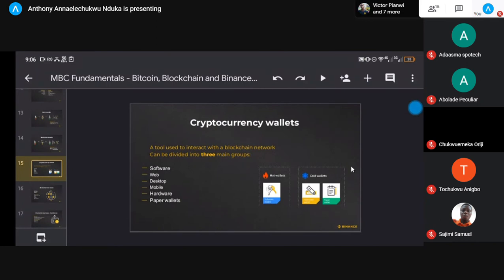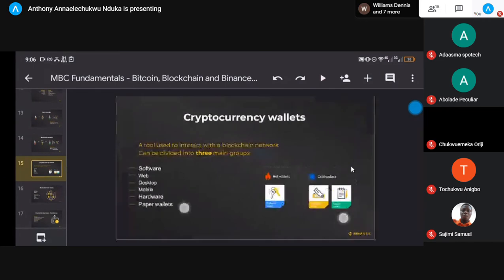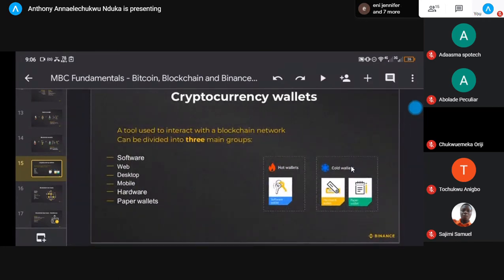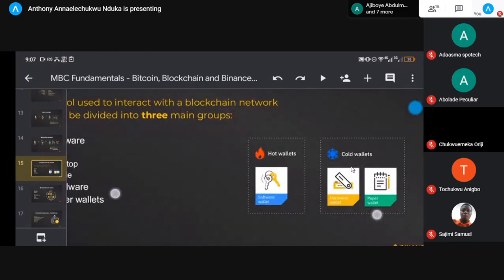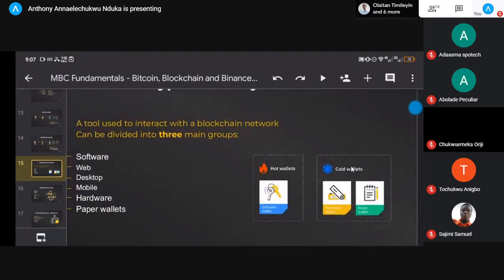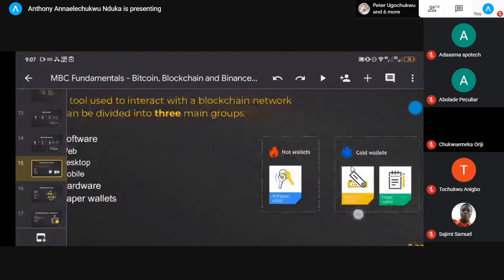Now we have two main types of wallets, which are hot wallet and cold wallet. The difference here is that a hot wallet is the one you can access online, with the internet, and a cold wallet does not require the internet. A hot wallet is kind of less hack proof, but a cold wallet is completely offline. The moment you send it to your cold wallet, it will be there.